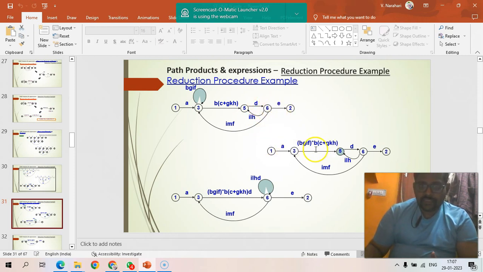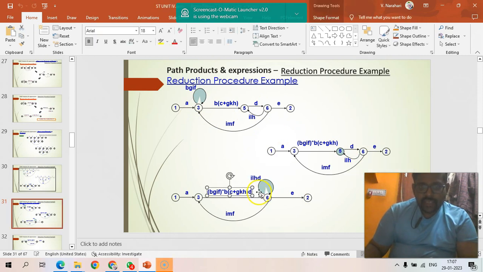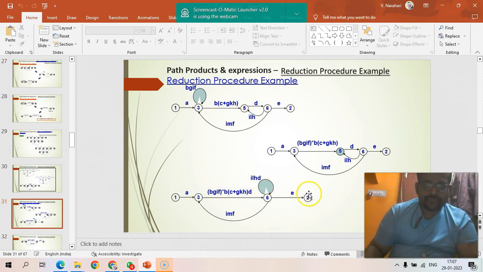So here in this particular example, this D has taken to previous one, so previous nodes. So that's why here, see here, this is D. We can take like this also, or we can apply to DE also, nothing but 6 to 2 here. So the BJIF is a loop.